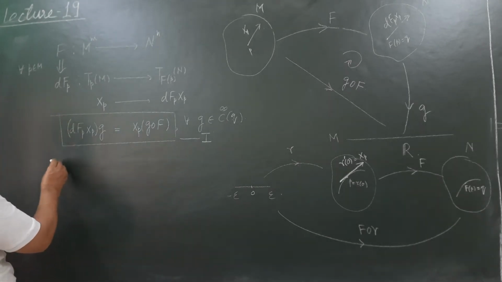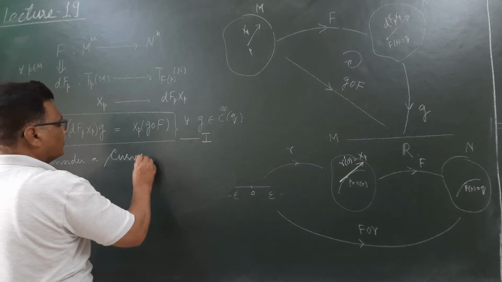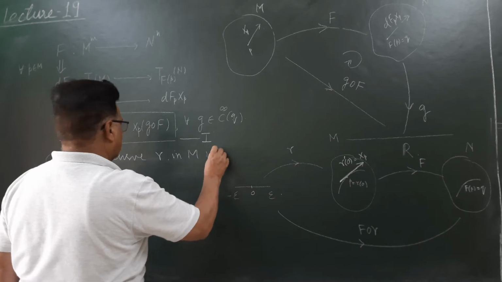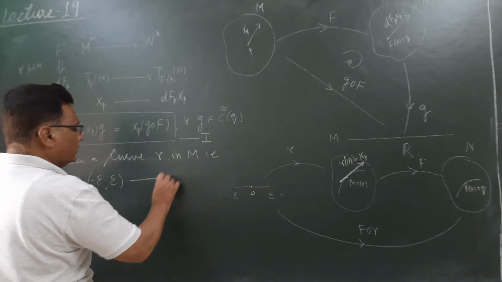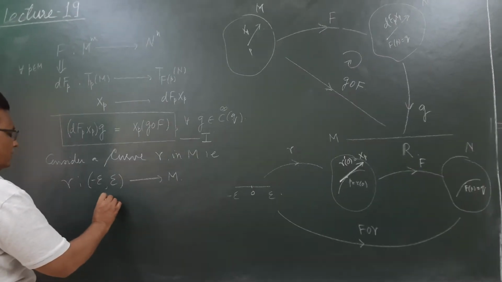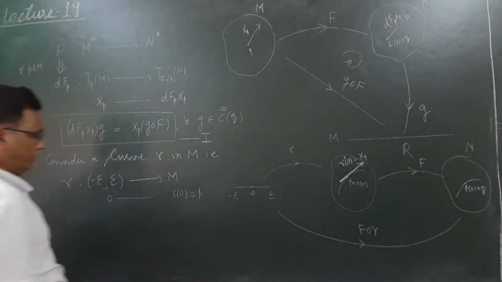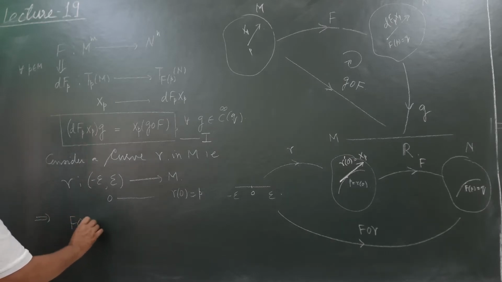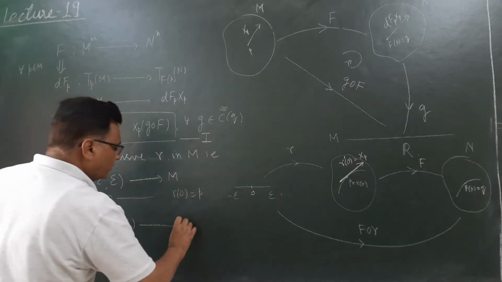So what I am doing is, consider a curve gamma in M, that is, gamma is a map from minus epsilon to plus epsilon into M such that the point 0 is mapped to gamma 0, which is P. So this gives me a map F composition gamma, and F composition gamma becomes a map from this interval into N.